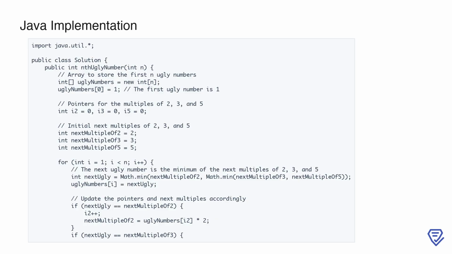Inside the loop, the next ugly number is determined by taking the minimum value among the next multiples of 2, 3, and 5. This value is then stored in the corresponding position in the uglyNumbers array. Once the next ugly number is identified, we update the pointers and the corresponding next multiples. For example, if the next ugly number matches the next multiple of 2, we increment the i2 pointer and recalculate the next multiple of 2 using the updated pointer. Similarly, we handle the cases for the multiples of 3 and 5 accordingly.